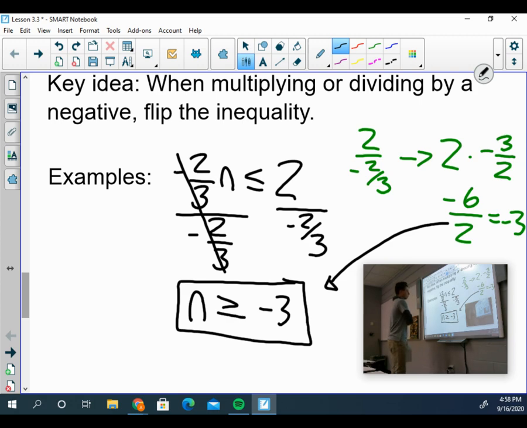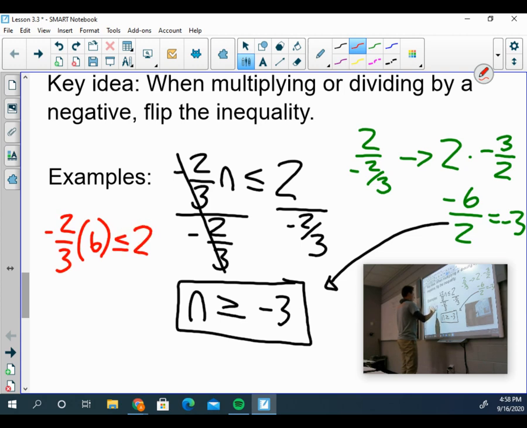A number greater than or equal to -3 is 6. I will try it back in the original. -2/3 times 6 should be less than or equal to 2. What is -2/3 times 6? Well, -2 times 6 gives me -12, divided by 3 is less than or equal to 2. -12 divided by 3 is -4, which is less than 2.